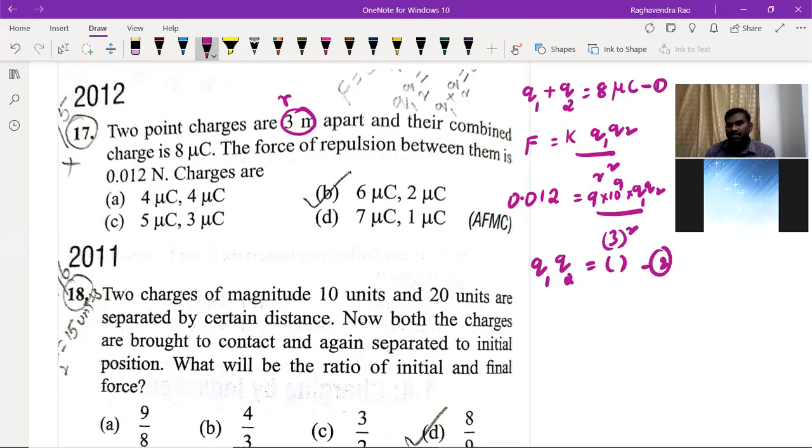Now Q1 plus Q2 is equal to 8 microcoulomb. Q1 and Q2 values we can simplify from this. Now from these two equations, for example, this is X. So Q1 is equal to X by Q2. You can substitute X by Q2 here, then we'll get the value of Q2. Like that we can calculate the values of Q1 and Q2. Like that you should practice the numericals.